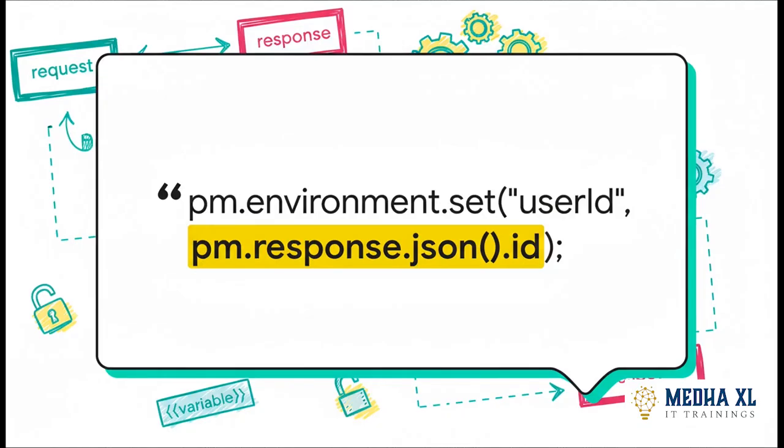Okay, now for the really cool part, the magic that ties this whole workflow together. In the Tests tab of that Create User request, we can add this one little line of JavaScript. What this does is, after the request is successful, it automatically reaches into the response, grabs the new user's ID, and saves it to a new variable called user ID. This is the secret to chaining requests.